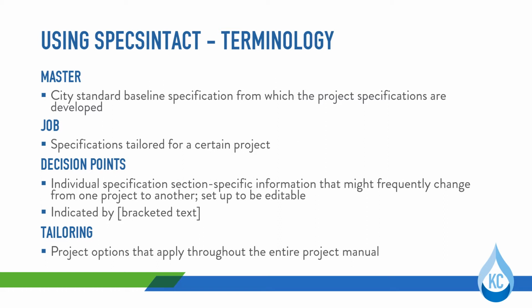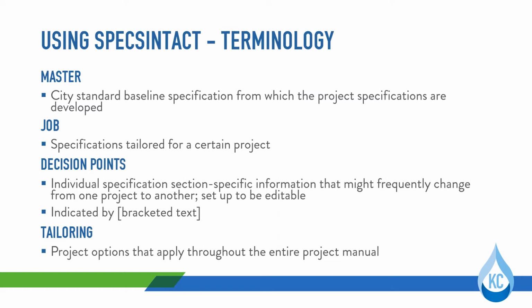this training. The master is the Green Stormwater Infrastructure baseline standard specification. This will serve as a starting point from which a unique project specification can be developed. These unique edited project specifications are called jobs, which pull from the master that you just downloaded off the city website. This allows for adapting to meet your project's needs without migrating too far from the intent of the baseline spec.